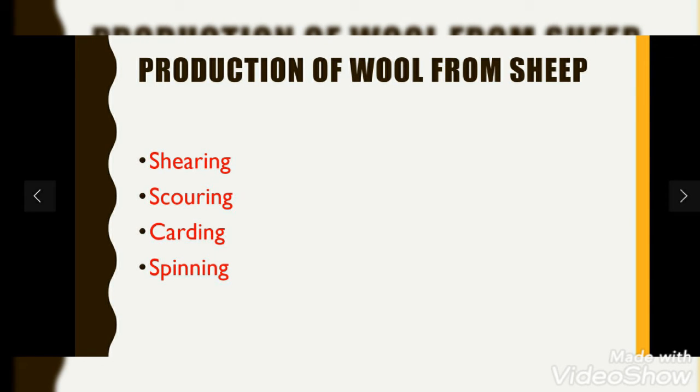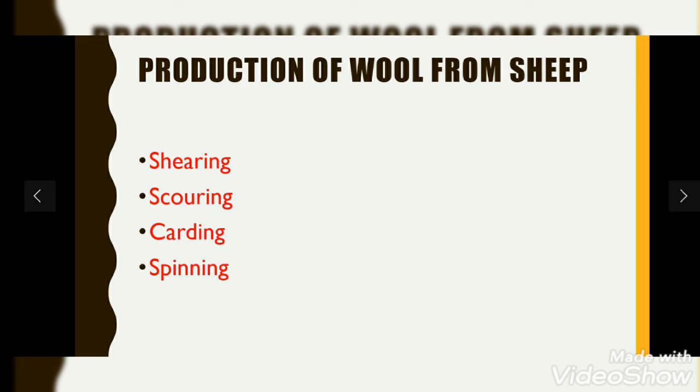Now, how this production of wool is done from sheep, we are going to study about that. There are four main steps involved in this. First is shearing, scouring, carding and spinning. So four main steps are there in the production of wool from the sheep.